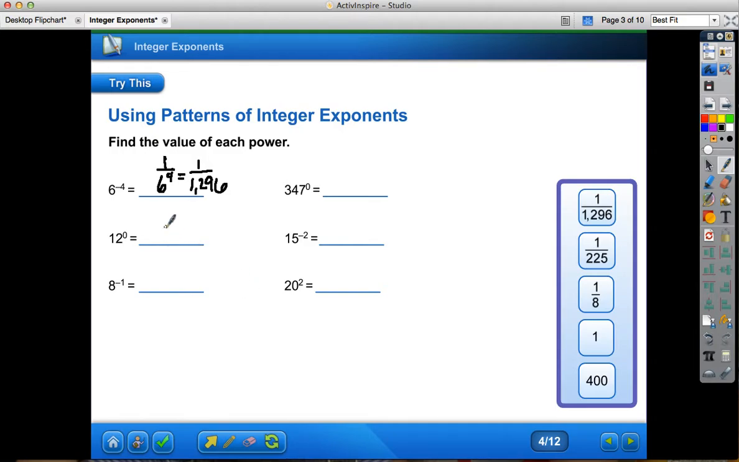All right, so for 12 to the 0 power, you should have gotten 1. For 8 to the negative first power, you should have gotten 1 over 8. 347 to the 0 power is 1. 15 to the negative 2, so you had gotten 1 over 15, and then it would have been a positive 2, which then would have been 1 over 225. And then 20 squared would have just been 400 because 20 times 20 gives you 400.